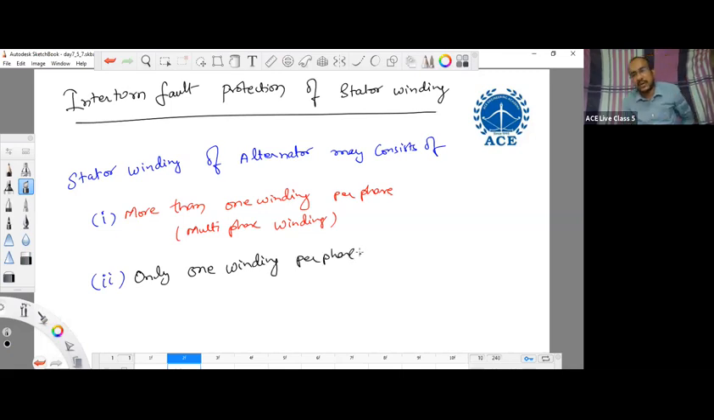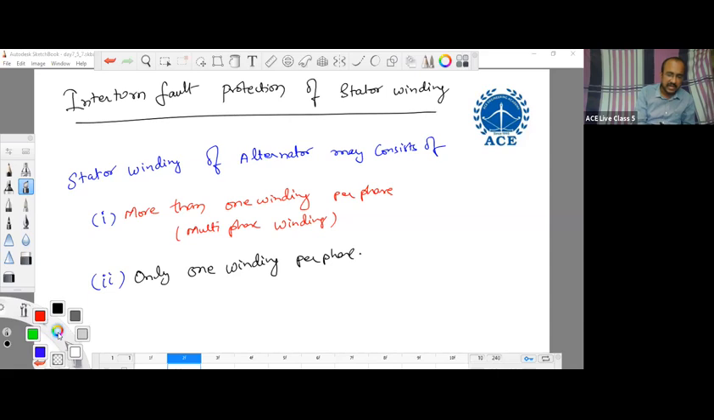The stator winding of the alternator may be of two configurations. One is more than one winding per phase, and the other is only one winding per phase. How can the multi-phase winding protection be given, and how can protection be given if there is only one winding per phase? That we need to analyze here.